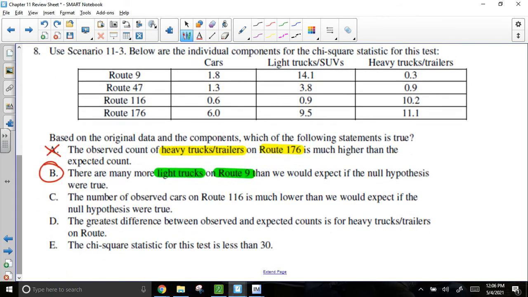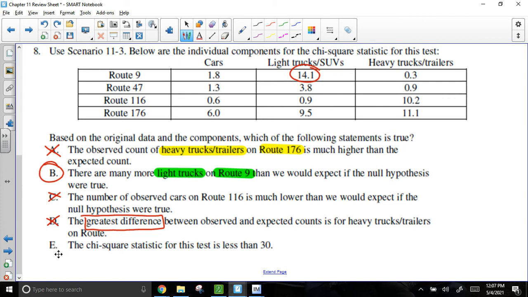In fact, I'm going to go through here, and basically the rest of these you can figure out that they're wrong. Like option C, the number of observed cars on Route 116 is much lower than we would expect. You would do the same process. You would figure out the observed and expected, and you're going to see that it's not quite the correct one. Same thing here. The greatest difference between observed and expected is for heavy trucks and trailers. Now this one, actually talking about the greatest difference, that's going to be the biggest component. Looking at the largest component, this is the largest component here. For light trucks and Route 9, that's not the heavy trucks and trailers. That's a large component, but that's not the largest component. So again, that's not the answer.